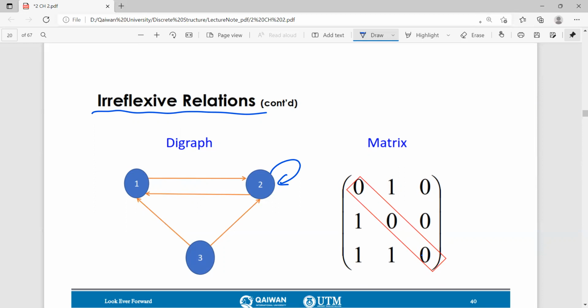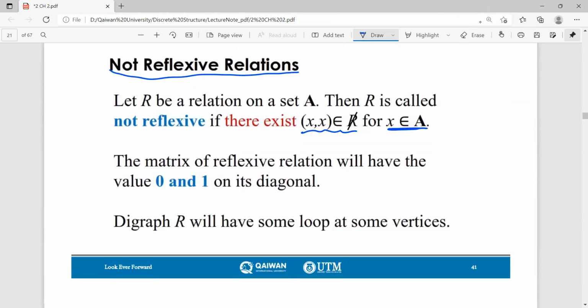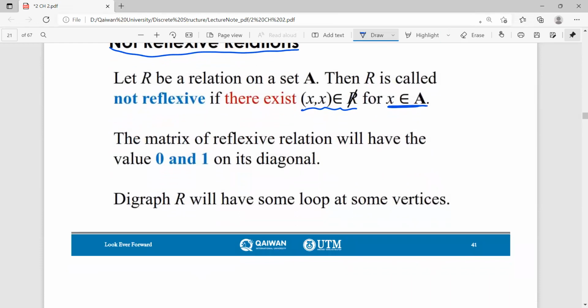Not reflexive. Okay, so for not reflexive we say if there is at least one element in the set which has no relation from the element to itself, we say that's not reflexive.